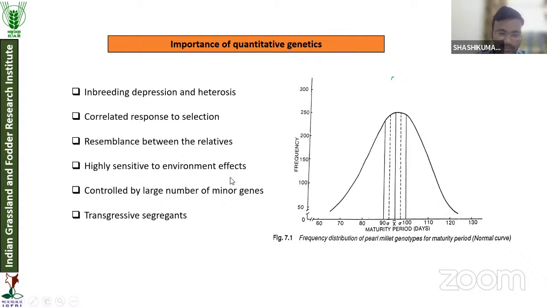And this is one of the traits which is controlled by a large number of minor genes. And these quantitative genes show transgressive segregants. So these are the transgressive segregants which are targeted highly in self-pollinated crop varietal development. So when you cross two parents or average parents and you get in the F2, you will get plants which surpass the P1 and P2. So such plants are called transgressive segregants. So all these things are possible because of quantitative traits.